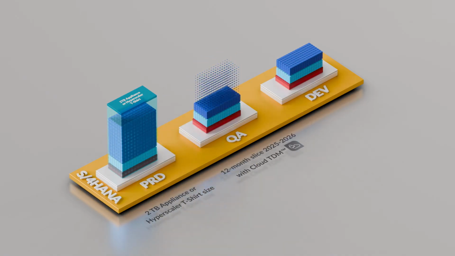With Cloud TDM, you can actually take a subset of data from production in order to refresh your testing environments. So that could be a 12-month time slice of transactional data with master data, or it could be filtering on specific company codes for testing that will cover enough of the testing requirements. Let's take a look at how this actually works.